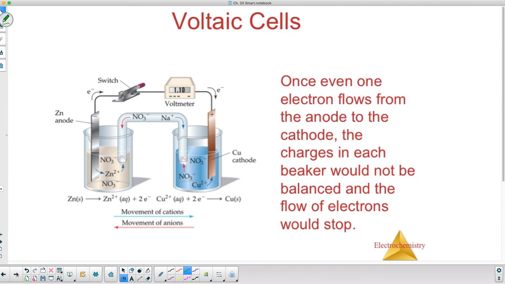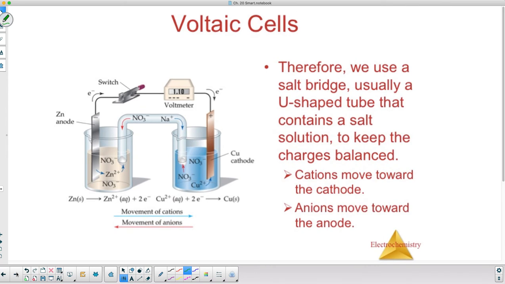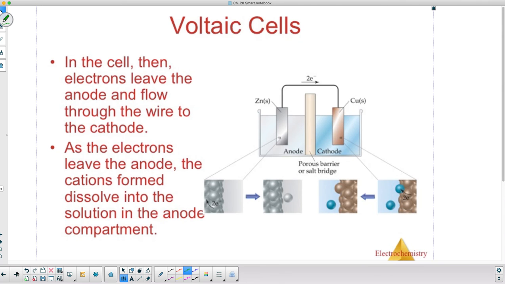So I talked a lot there, so a lot of the rest of this is just rehashing what I just talked about. So anode to cathode, from minus to positive, the charges of each beaker would not be balanced if the flow of electrons would stop. So we keep going here. It says, therefore we use a salt bridge, usually a U-shaped tube that contains a salt solution to keep the charges balanced. So cations move towards the cathode, and the anions move towards the anode. Okay, I said all that.